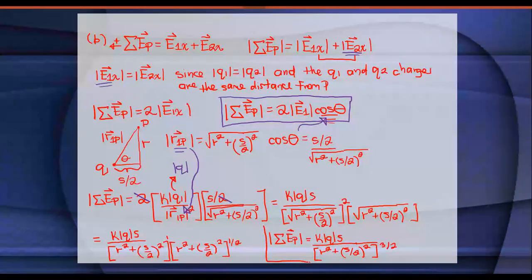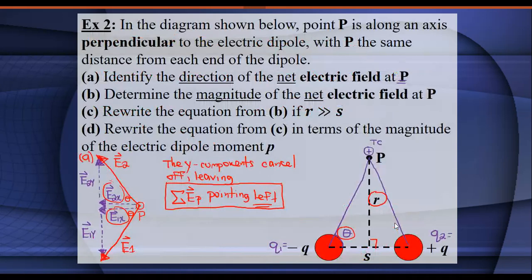Okay, so I end up getting, I was going to say, a relatively nifty equation for the electric field at this point. But it's still a little bit complicated. Now in part C, we're going to do something to simplify this. Part B was to determine the magnitude of that field at point P. Now C says to rewrite this equation from B if R is, what those arrows mean is that R is way, way bigger than S. So let's go to part C.